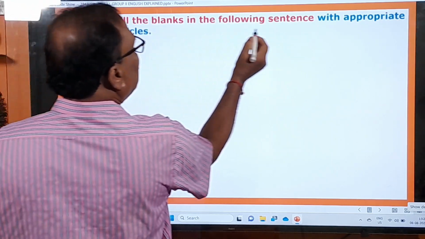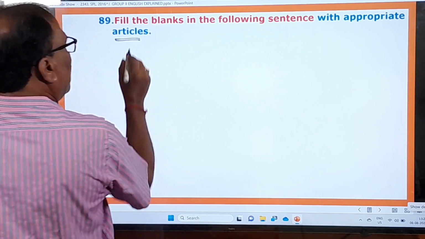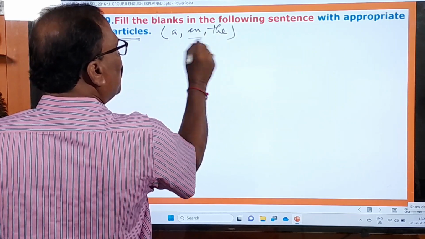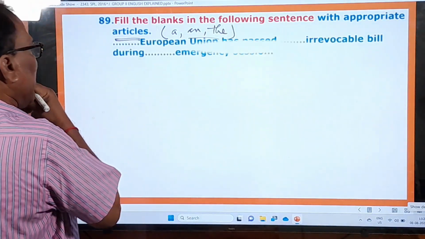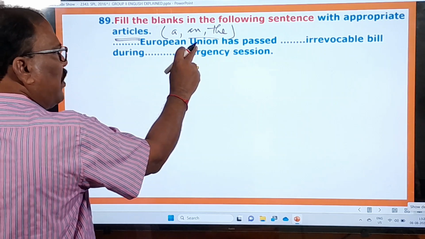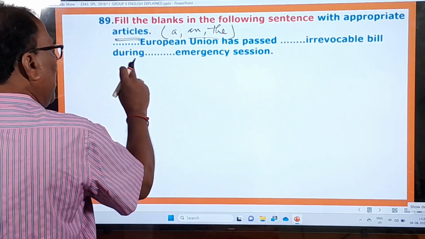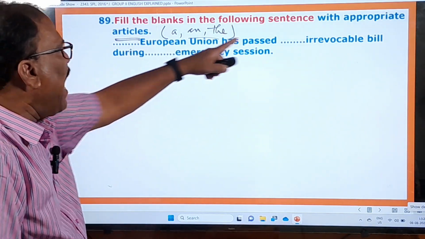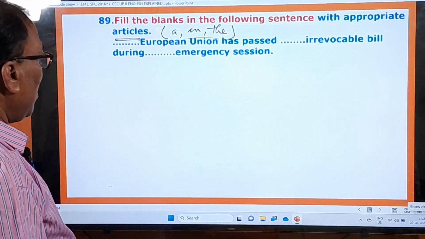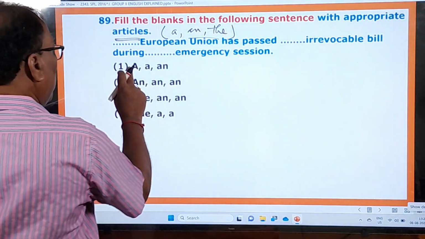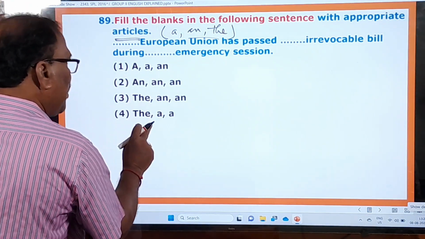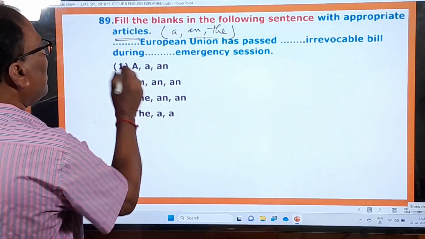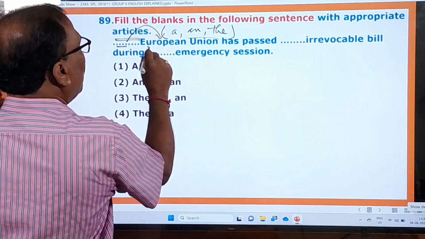The 89th one. Fill in the blanks in the following sentence with appropriate articles. You know very well about the articles: a, an, and the. These are the articles. The question is given like this: dash European Union has passed dash irrevocable bill during dash emergency session. Three blanks are given in this question, and let us see the options. What are the options? A, and. Which articles are used in these three options? If you look at the first blank, after the first blank, what is given?